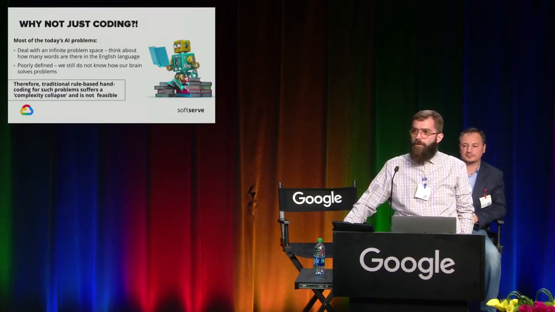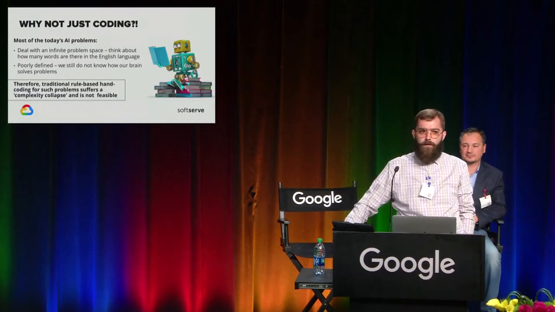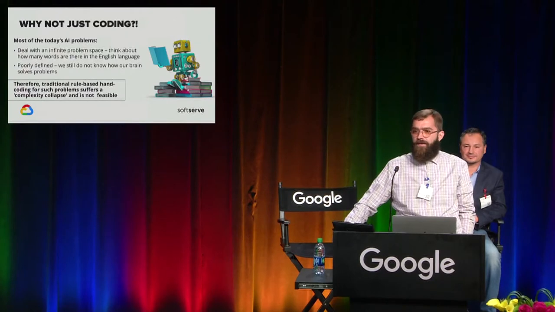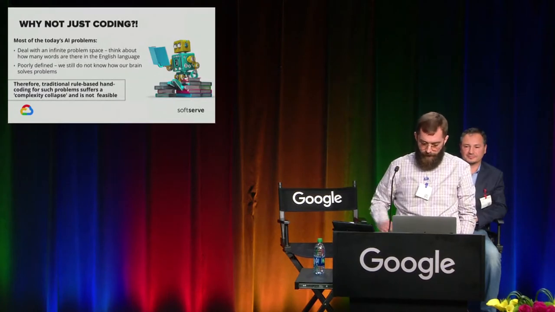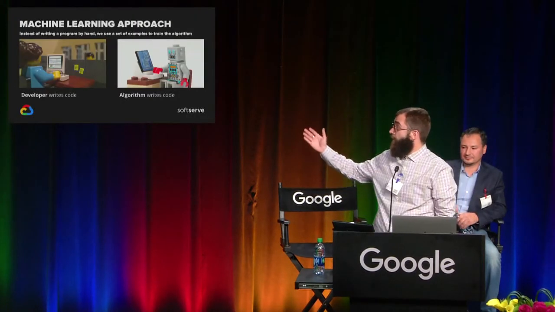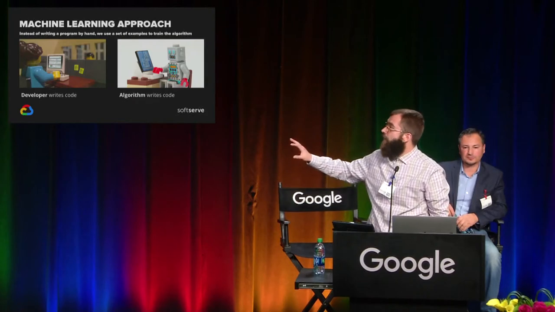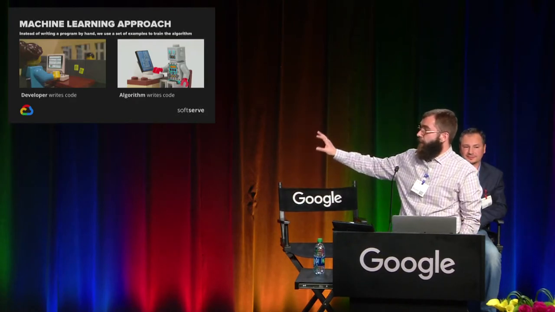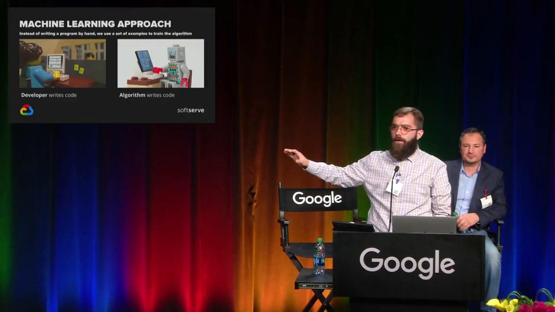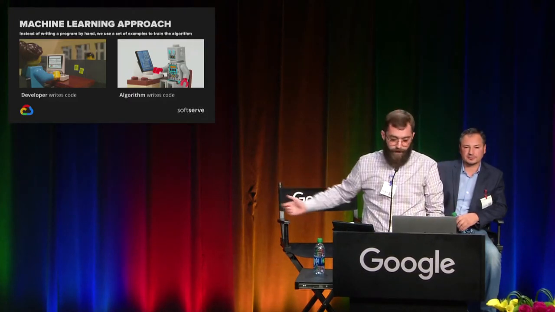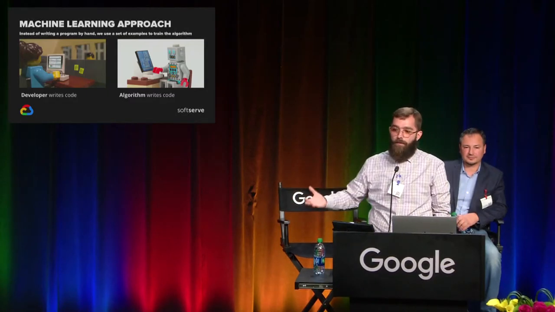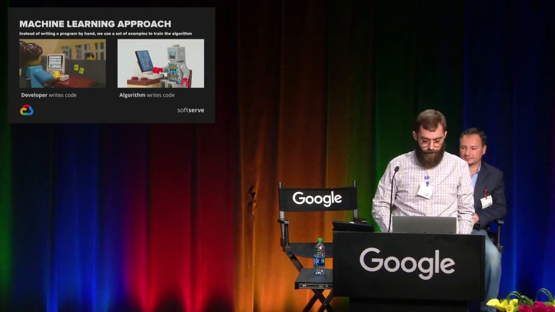And another problem is that most of those problems are poorly defined. We still do not know how our brains solve those problems. So we cannot really come up with a well-defined algorithm where we have some number of steps and stages. That's not actually possible with AI problems. That's why we need something else. We need machine learning here so that instead of a developer who writes the code for us, we have an algorithm that writes this code. This is an analogy for how machine learning is different from traditional software engineering, although they deal with the same or similar types of problems. Machine learning is just a tool that helps tackle some of the problems that cannot be solved using our traditional techniques.